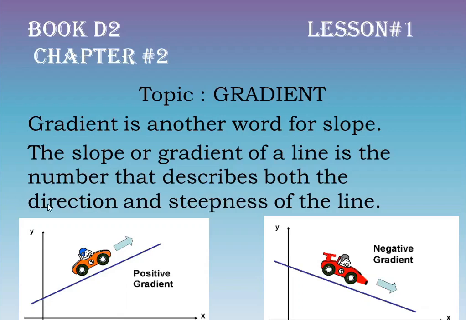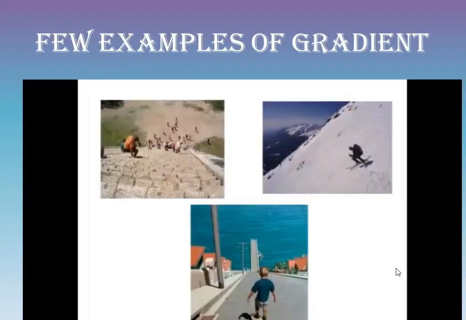What do we mean by the word direction? When the line is rising to the right side or going upward, the gradient will be positive. And when the line is rising to the left side or going down, then the gradient will be negative.